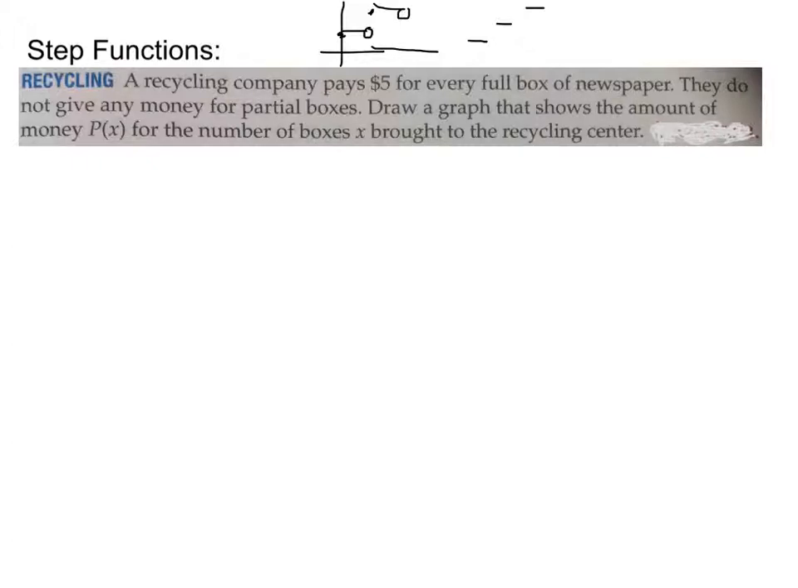So here's an example. I want you to try to create a step function for this. A recycling company pays $5 for every full box of newspapers. In other words, they're not going to pay you $5 for a half full box. It has to be a full box of newspapers. They do not give any money for partial boxes. Draw a graph that shows the amount of money P for the number of boxes brought to the recycling center. Okay, so go ahead and hit pause and see what you come up with, and we'll see if I get the same thing.